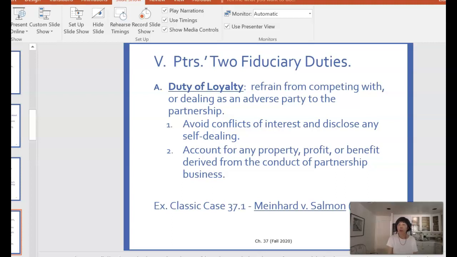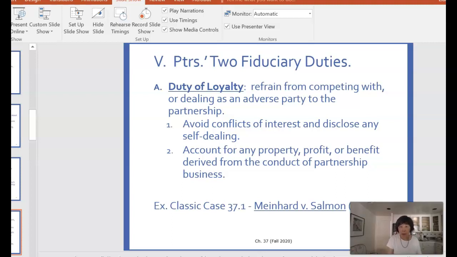All right. So the duty of loyalty is the first one we'll take on here. What does that mean? It means that the person who has the duty of loyalty, in this case a partner, must refrain from competing with or dealing as an adverse party to the partnership. And that would look like the following, all right? In order to fulfill the duty of loyalty, the partner should, one, avoid conflicts of interest.